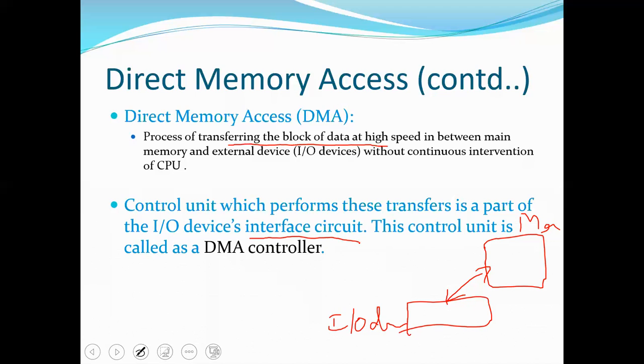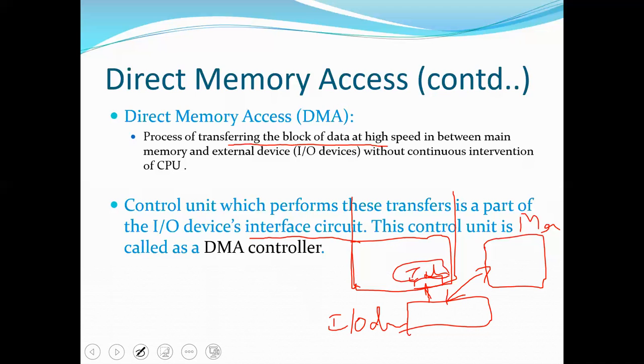So at the port where the IO device is connected to the system, that is, there is the processor, there is the motherboard, which is nothing but the system. Here there are ports, where the input output device is connected. To that there is something called the interface circuit.